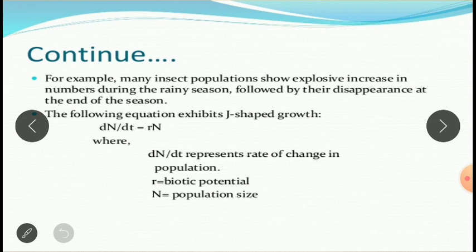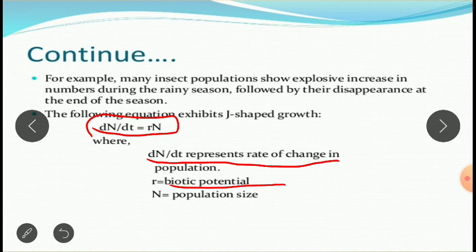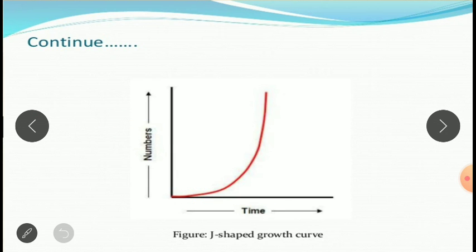The following equation is going to give us the J-shaped curve, that is dN/dt = rN. Herein the dN is the population density at time t, that is dt. So dN/dt represents the rate of change in the population. r is the biotic potential or intrinsic rate of increase, how much an organism can reproduce, and N is the population size. So this is how a J-shaped growth curve comes.